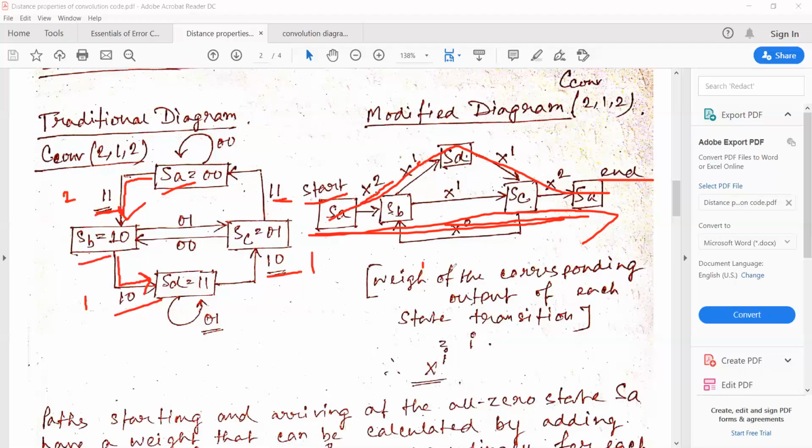So I hope you will understand the significance of the weight. When I'm calculating the weight of the output, you know that the weight of the corresponding output of each state transition equals I. So this is basically I, and the value 2 is the value of I. I is basically defining the weight of the output. Now I'm defining this path gain as x to the power I.